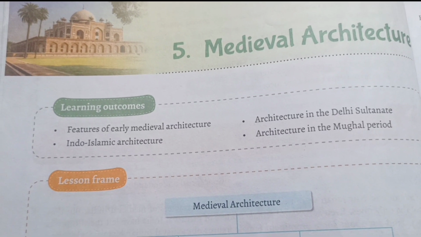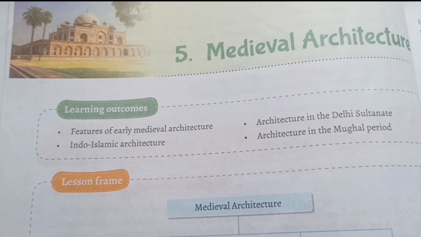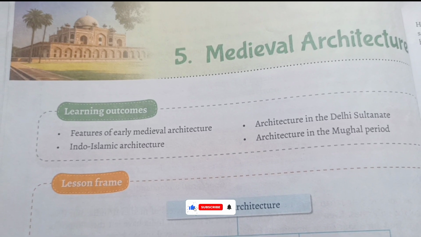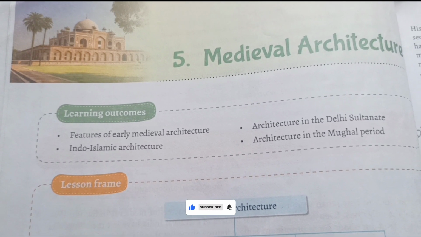Today I am going to give you the insight question answers from chapter number 5, Medieval Architecture, class 7 History, West Bengal Board. Okay, so let's start.